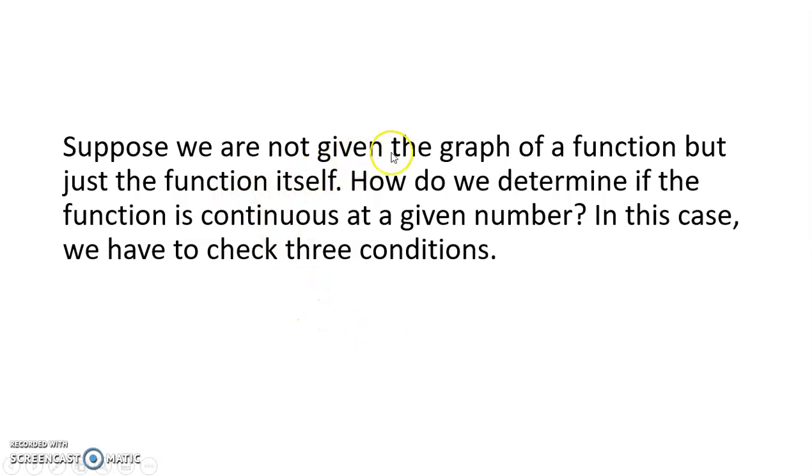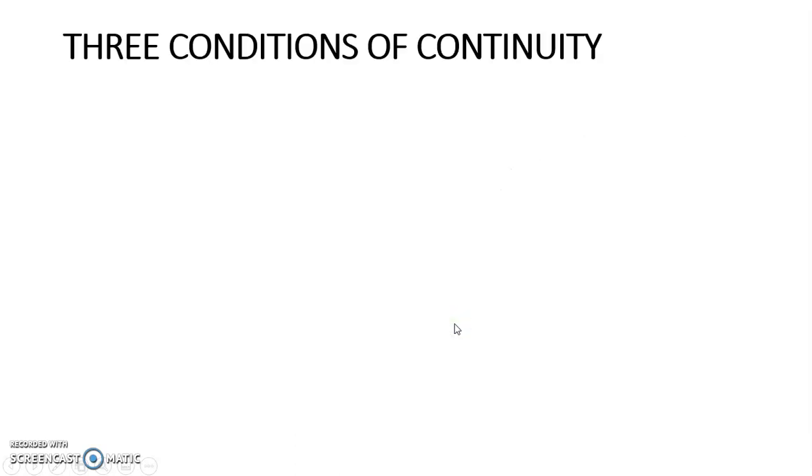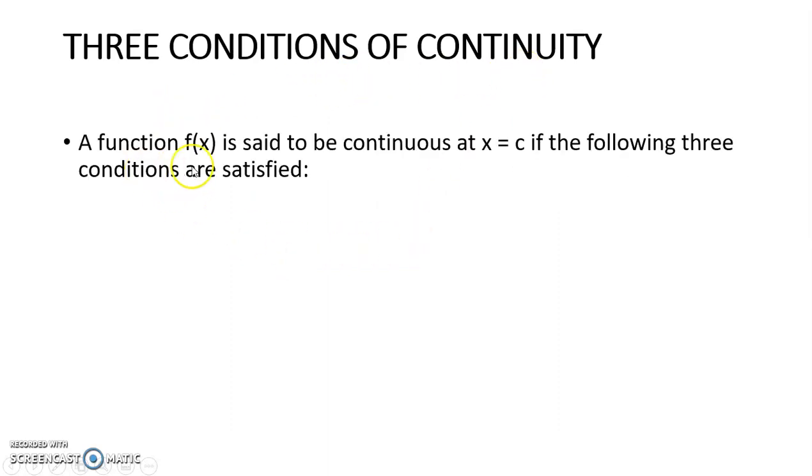Suppose we are not given the graph of a function, but just the function itself. How do we determine if the function is continuous at a given number? In this case, we have to check 3 conditions. 3 conditions of continuity. A function f of x is said to be continuous at x is c if the following 3 conditions are satisfied.